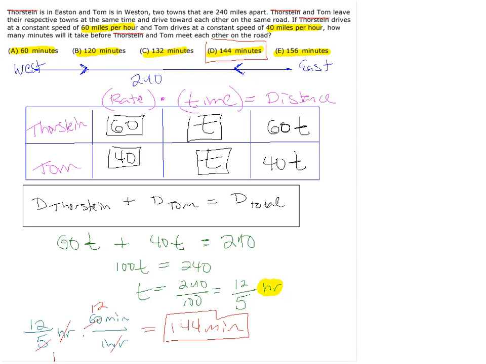Now, let me clarify one other thing that students often ask. Remember, it says how many minutes will it take before Thorstein and Tom meet? Well, T was the time for both of these guys. So T is T. It doesn't matter, T has the same meaning, which is what we solved for down below. The time for one is the time for the other. Okay? All right. Get down whatever notes you want to get down on that as I get another question.